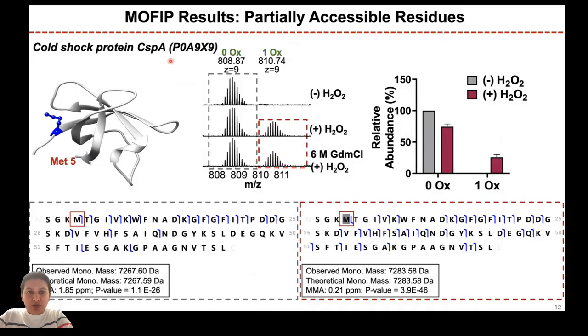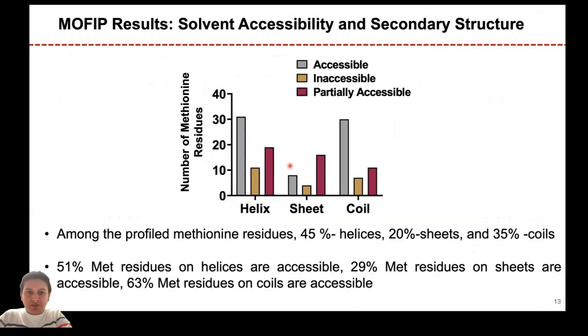And this cold shock protein is an RNA binding protein. So in the native E. coli cell lysate, it is a possibility that both free cold shock protein and the RNA bound protein are coexisting.